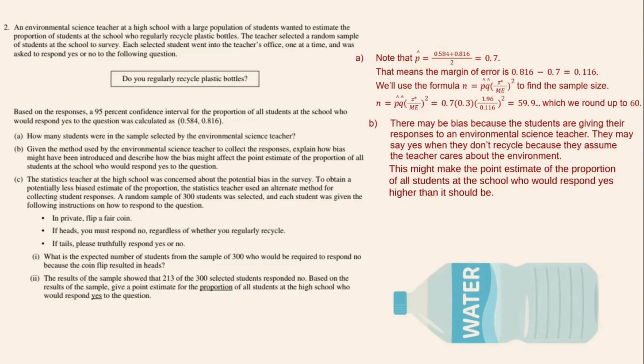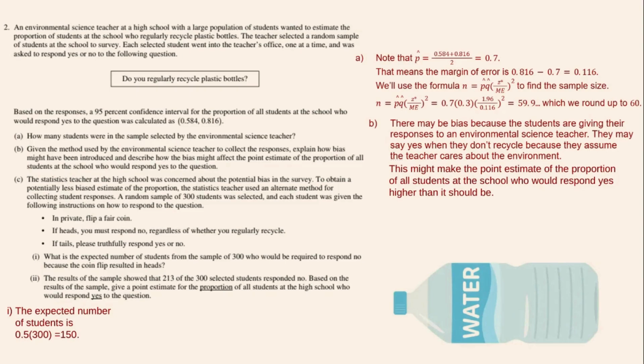So here's the question. What is the expected number of students from the sample of 300 who would be required to respond no because the coin flip resulted in heads? Don't overthink this one. The expected number of students is 50% odds of heads times 300 total students equals 150. Not bad, right? Number 2 gets a little more interesting.